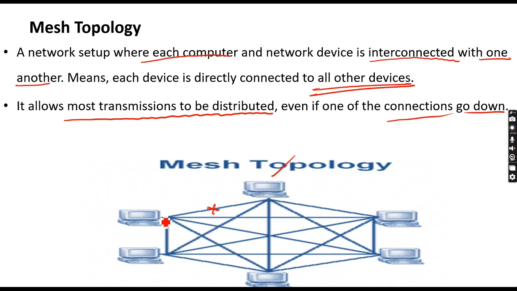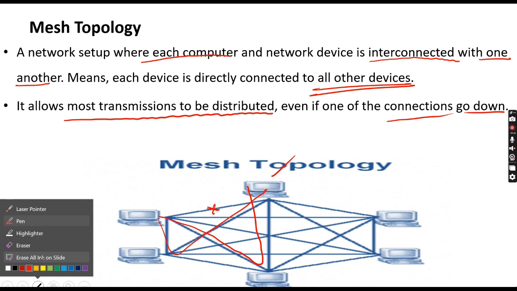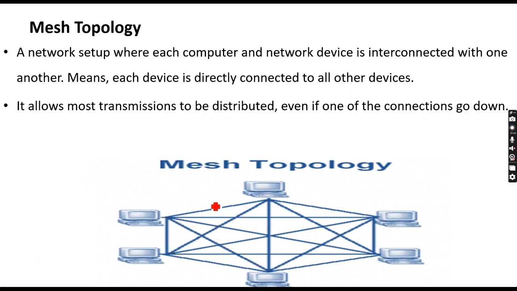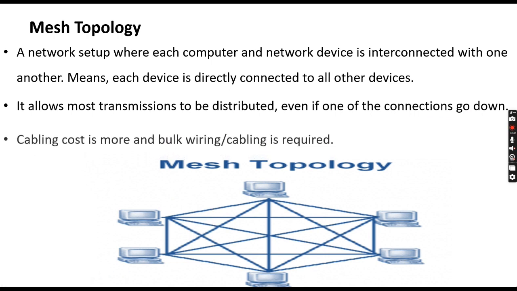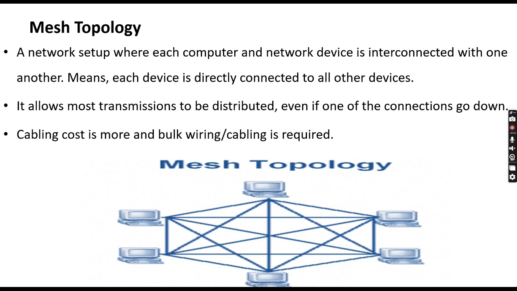So it's like you have the path via this, or you can go via this, and depending upon the protocols, it is going to choose the path. But make sure if one of the cables fails, there is no problem, still you will have the communications via another path. The major point to remember here is the cable cost is going to be very huge. Bulk wiring and cabling is really critical for mesh topologies. But still you will find mesh topologies in some of the cases.